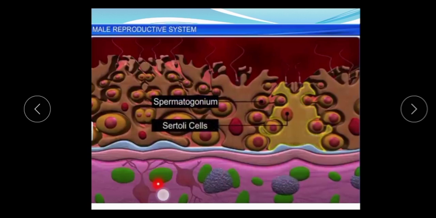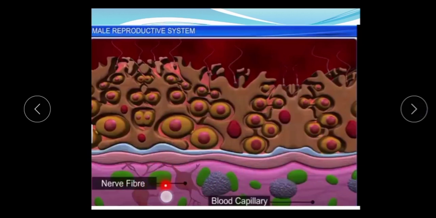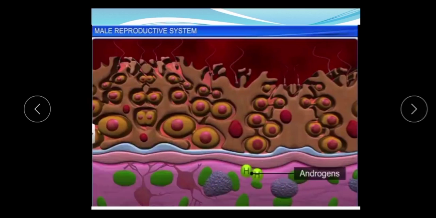And this is the outside view of the seminiferous tubules, where we can see the nerve fibers and blood capillaries. Besides these, it has Leydig cells, and these Leydig cells secrete and synthesize androgens, or testosterone, which is called a male hormone.